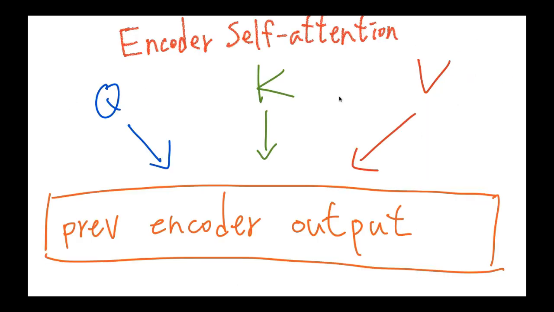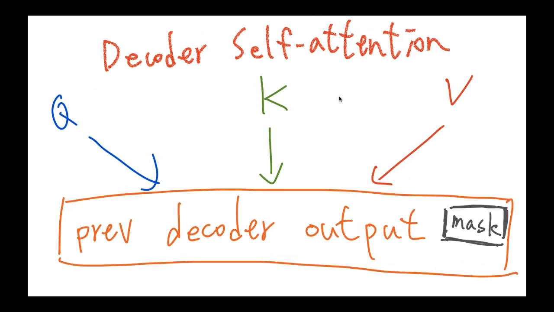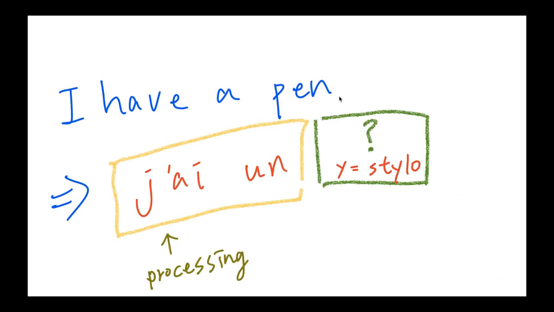Okay, and the encoder self-attention is easy. Query, key, and value all come from the same place, which is the previous encoder output. And the decoder self-attention is also very straightforward. Key, query, and value all come from the previous decoder output. But you need to keep one thing in mind: it does masking to prevent the model from having access to future information.